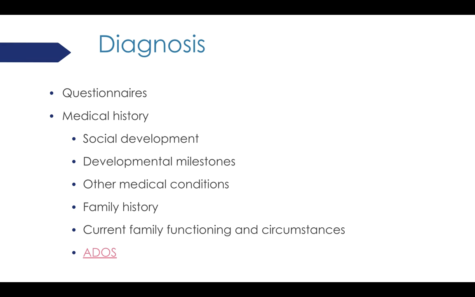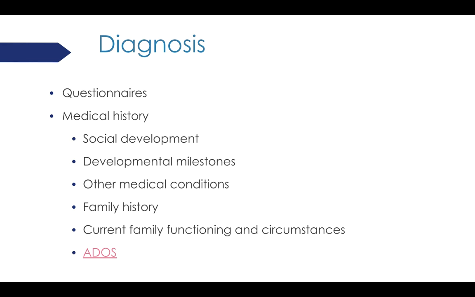So when we do the diagnosis, we talked a little bit about different interviews and questionnaires that go into play, but again, we're looking at the medical history, what is the social development, what are the child's developmental milestones, and did they miss any of these milestones? Or more alarmingly, did they meet a milestone and then lose those skills? We also look at other medical conditions because remember, we can't diagnose autism if there are other medical factors going on with this child.